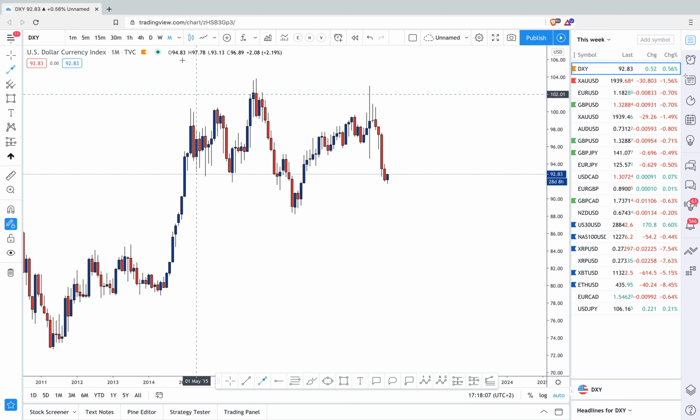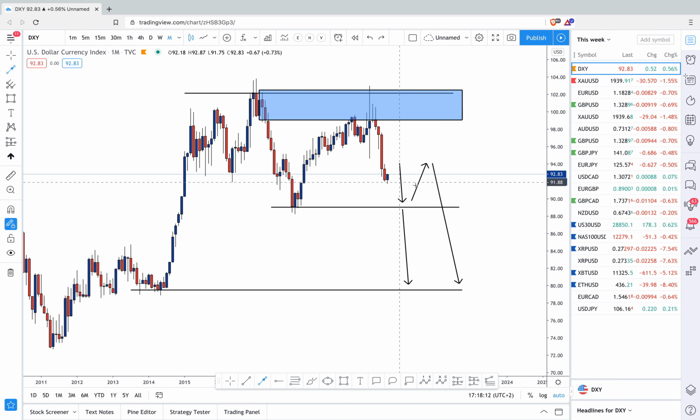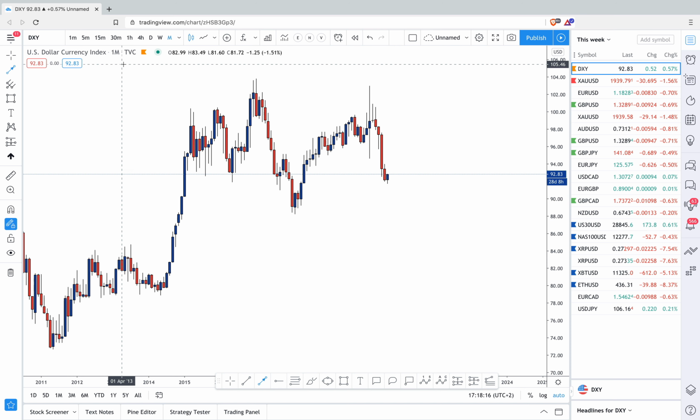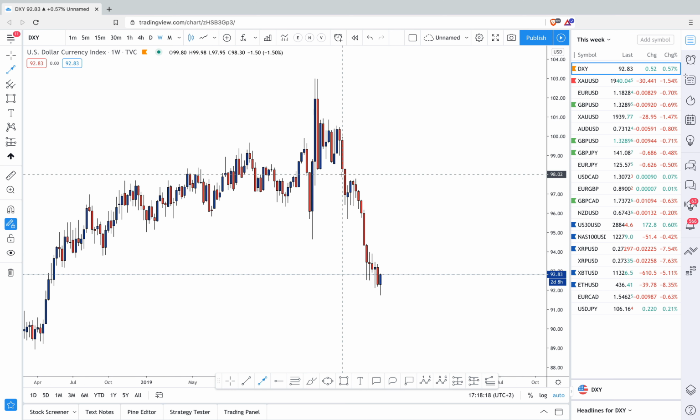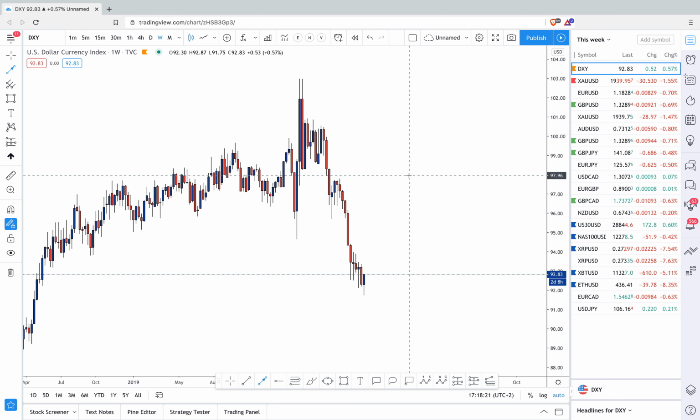But for us right now, it's just important that we know from a monthly perspective that we are going to hit this monthly support. Now let's switch to the weekly to look if we got even more confirmations for this movement to the downside. And yes, we have it.